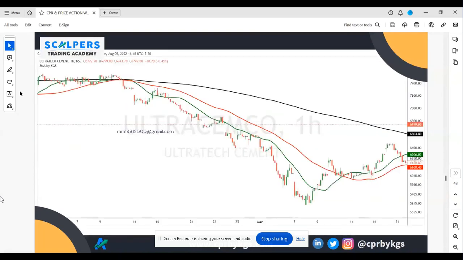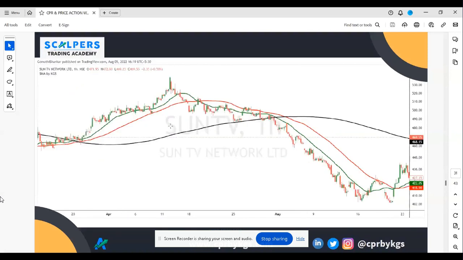So again, here also the candles 20-50 are getting energy from the 200 and then a good fall. And again, here also Sun TV candles 20-50 are getting energy from 200 and then a good fall. Here also. Can you figure this out?